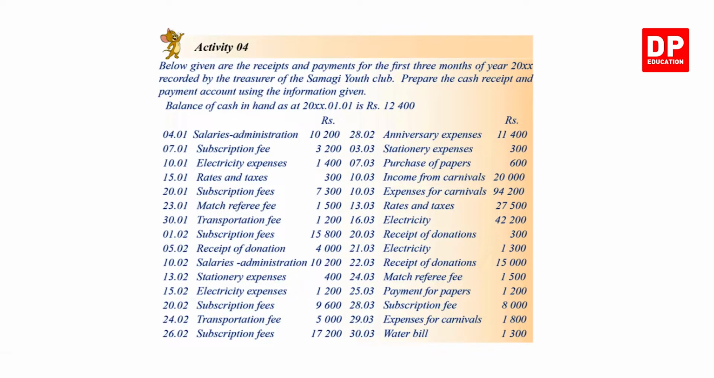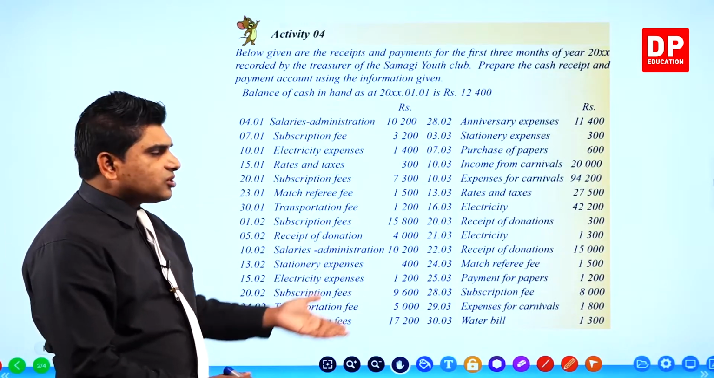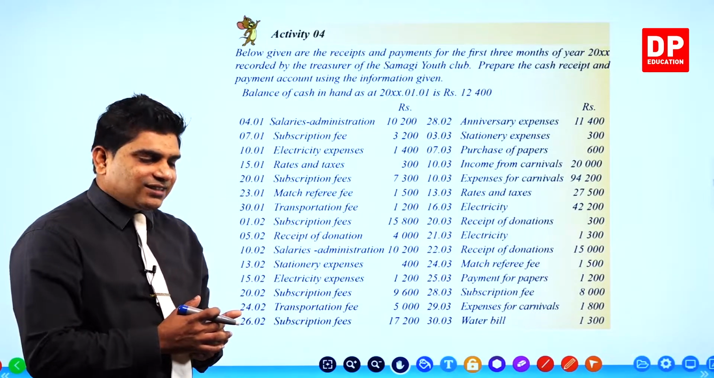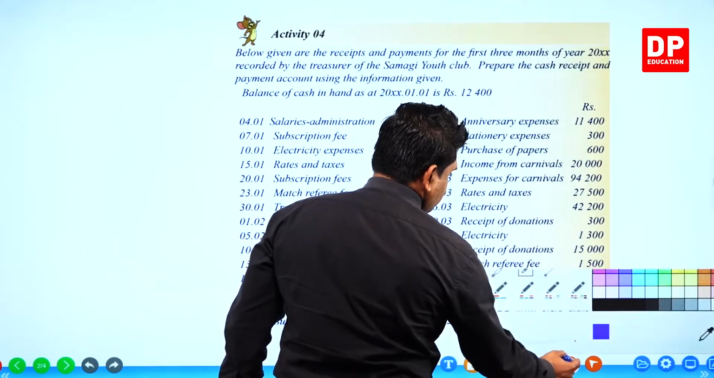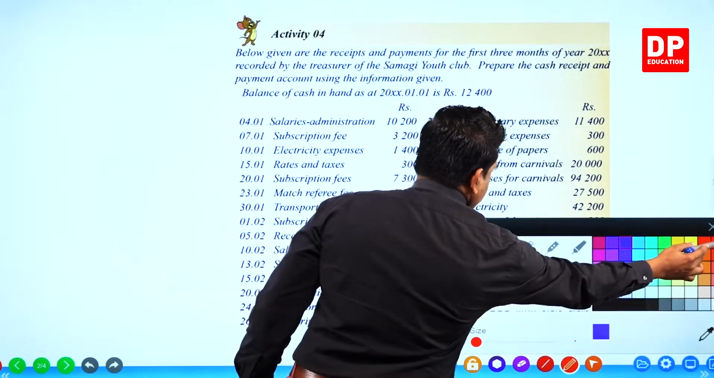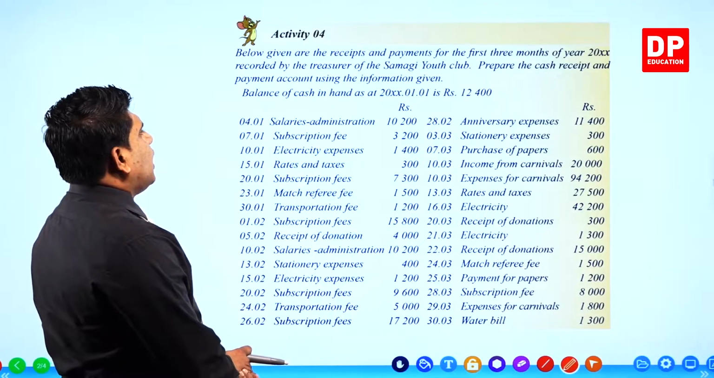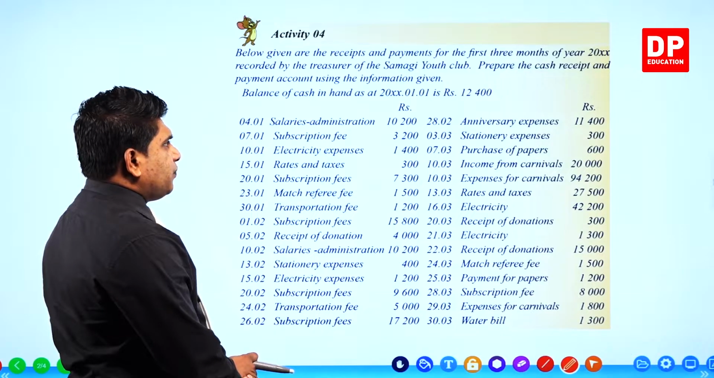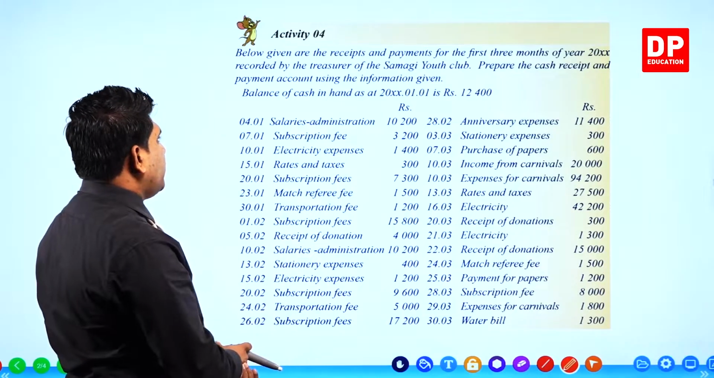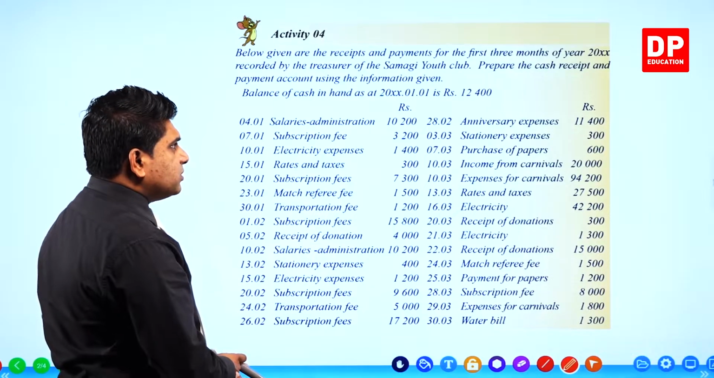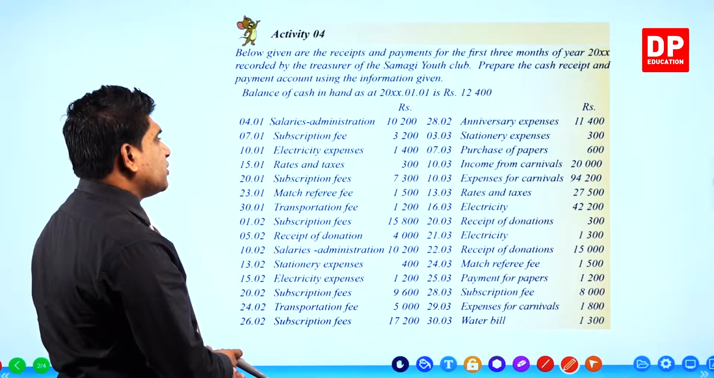Activity 4. You take your pencil. Using pencil, you can mark these items where it goes, right? Okay. Now, below given are the receipts and payments for the first 3 months of year 20. Any year you can put, right? Recorded by treasurer of Samagi Youth Club. Prepare cash receipts and payment account using information given.